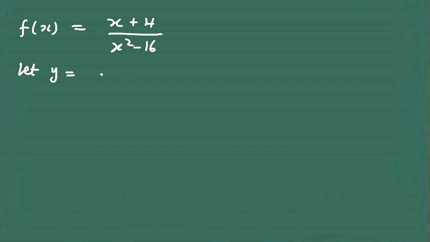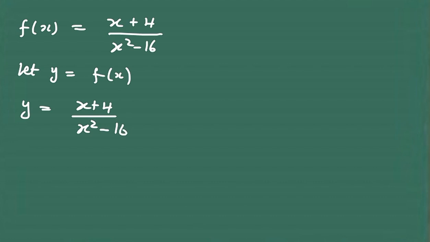If we have a function f of x equals x plus 4 all divided by x squared minus 16, we have to find the range of this function. So we can say let y equal f of x. So this means that y will be equal to x plus 4 all divided by x squared minus 16.